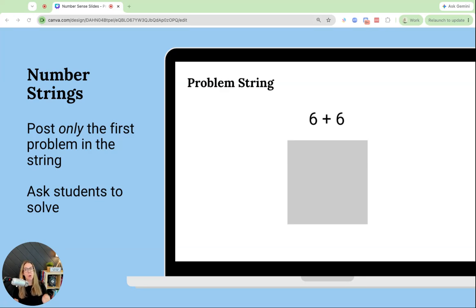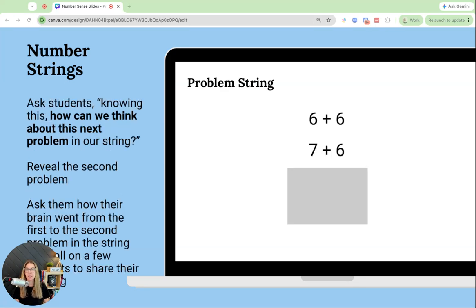So then what you want to ask them to do is you want to say, knowing that 6 plus 6 is 12, how can we think about this next problem in our string? And then you reveal that next problem, which is 7 plus 6. And ask them how their brain went from the first to the second problem in the string, and call in a few students to share their thinking.